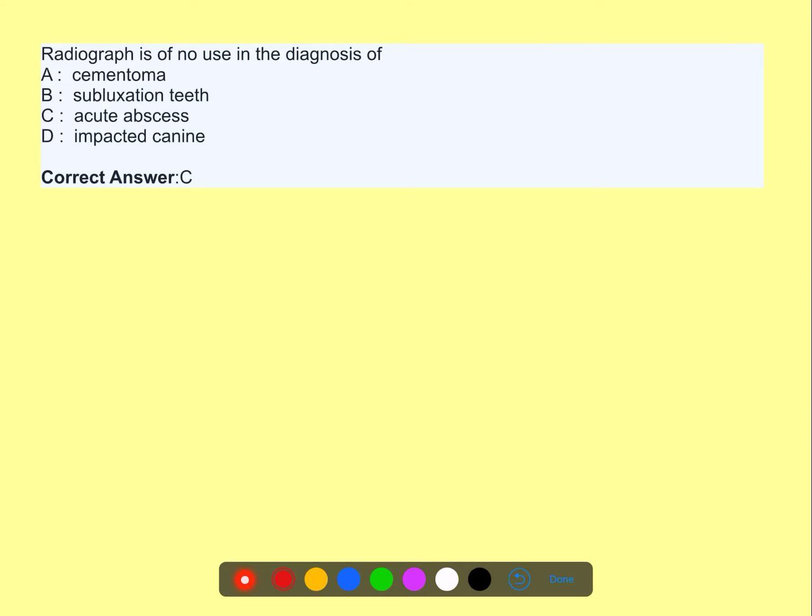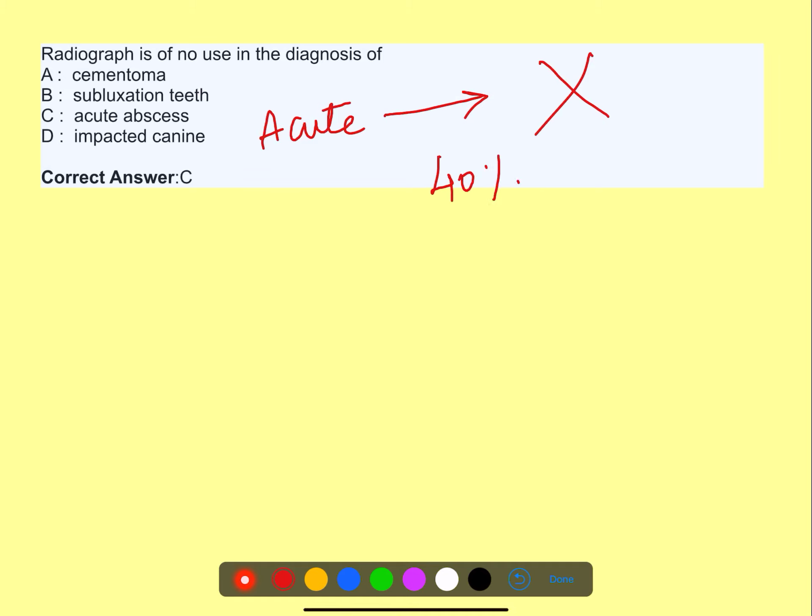Radiograph is of no use in the diagnosis of acute abscess. You have to remember that in acute cases there are mostly no radiographic findings. To see radiographic findings, the lesion should turn into a chronic one, or at least 30% to 40% demineralization should take place. So acute abscess does not show any radiographic findings, and there is no use of taking a radiograph in the diagnosis of acute abscess.